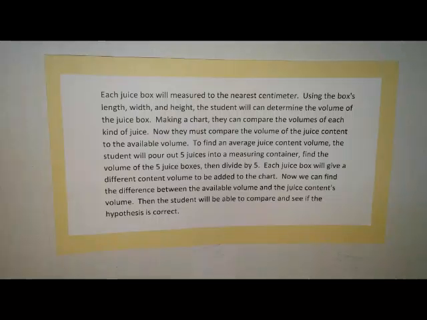To find an average juice content volume, the student will pour out 5 juices into a measuring container, find the volume of the 5 juice boxes, and divide by 5. Each juice box will give a different content volume to be added to the chart. Now we can find the difference between the available volume and the juice contents volume. Then the student will be able to compare and see if the hypothesis is correct.